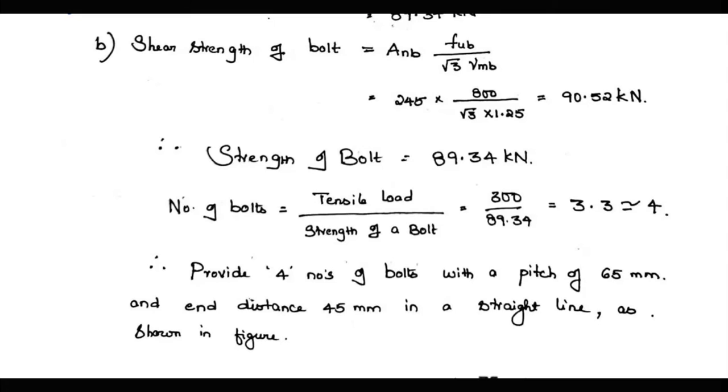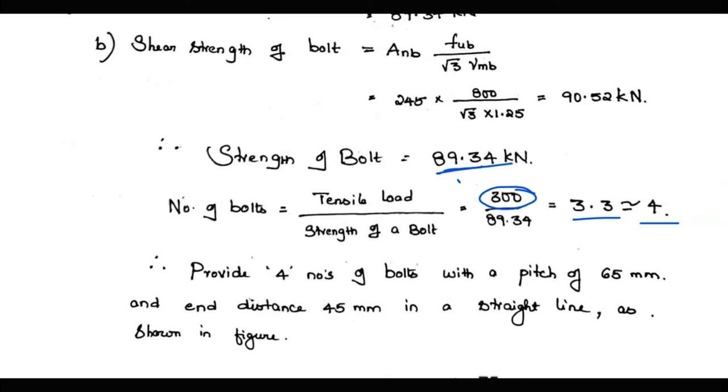So this is the strength of the bolt, the least of the strength of the bolt in shear and bearing. Now this bolt has to actually carry a load of 300 kilonewton in total. So if each bolt can take 89.34 kilonewton, how many bolts are required? It comes to around 3.3, which is rounded off to 4. So 4 bolts are to be there to be connected for that.